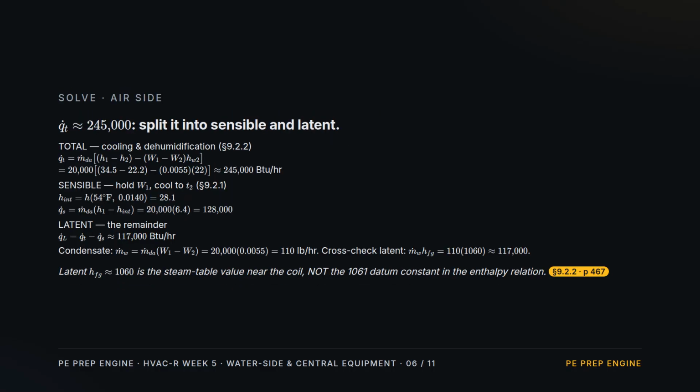Solve the air side. The total, from the cooling and dehumidification form, is about 245,000. For the sensible part, hold the humidity ratio and cool to the leaving temperature. That intermediate enthalpy gives a sensible load of 128,000. Latent is the remainder, about 117,000. The coil drips 110 pounds an hour, and the mass times latent heat check confirms the latent number.